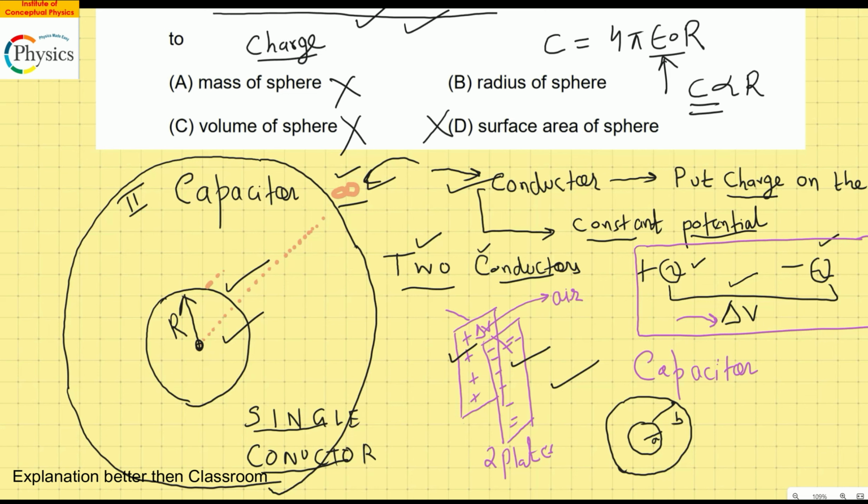Now, when I say surface area, I mean it in the context of a sphere only. In a parallel plate capacitor, the surface area of the capacitor matters, right? So the surface area of these plates is important for a parallel plate capacitor. But in a spherical system like this, it is not important. For a sphere, it is only dependent on the radius.